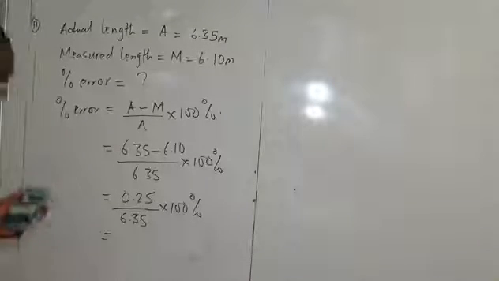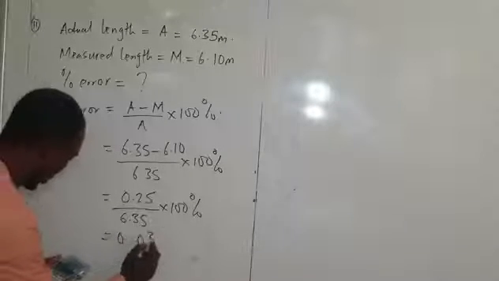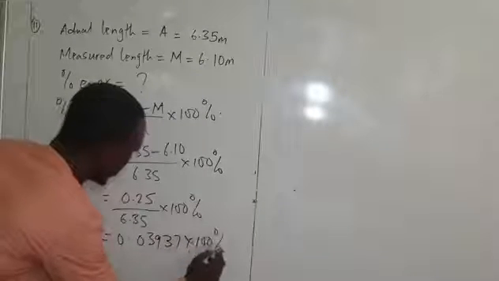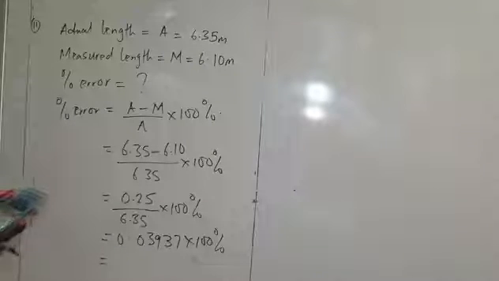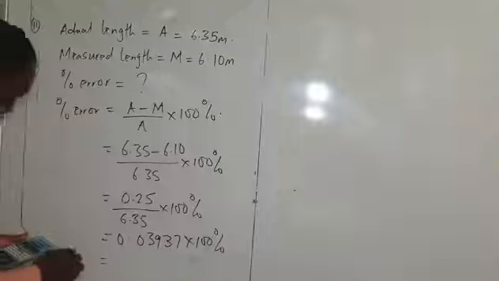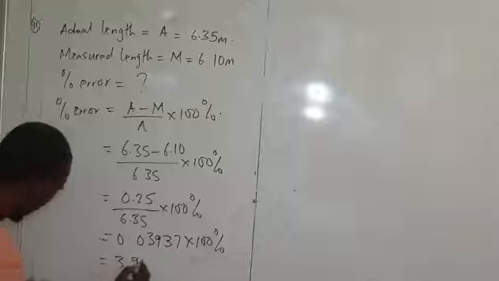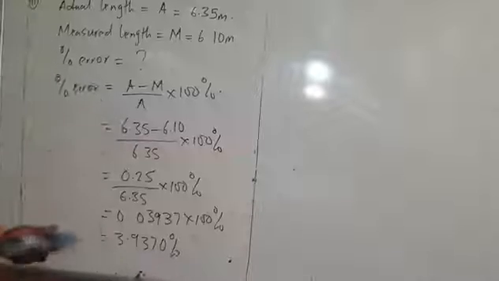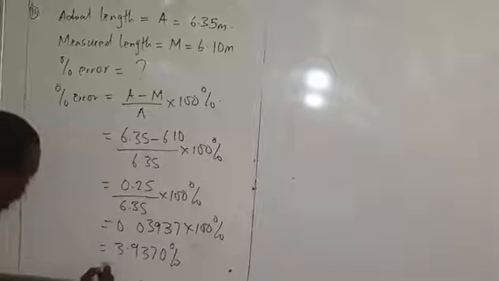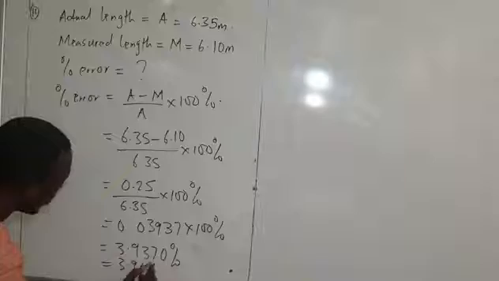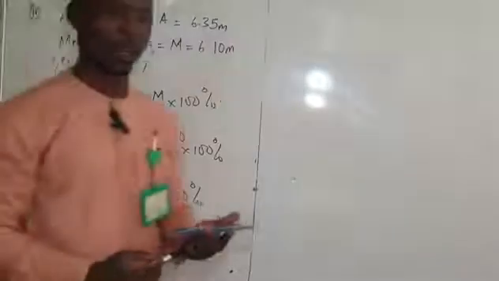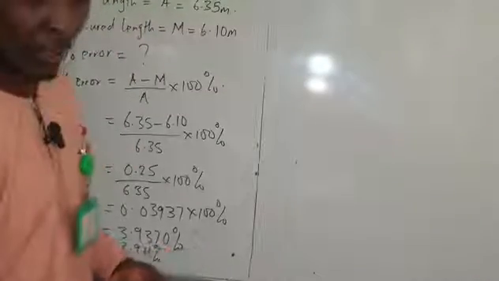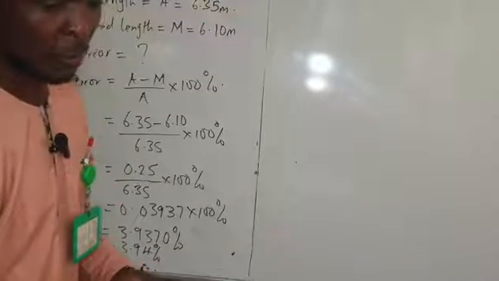So we have 0.03937 multiplied by 100%, which gives us 3.9370%. To two decimal places, it's going to be 3.94%, which is option A. So that's the answer to question number 11. Now we move to question 12.